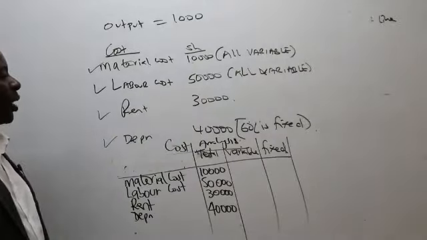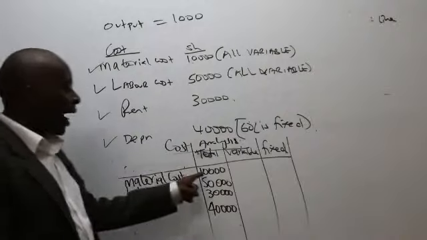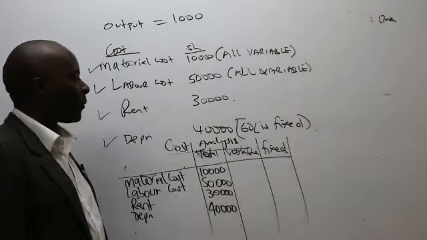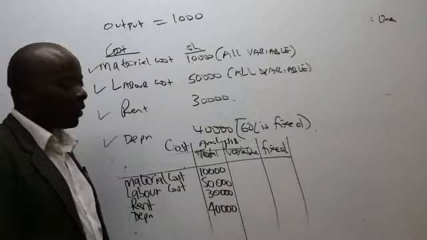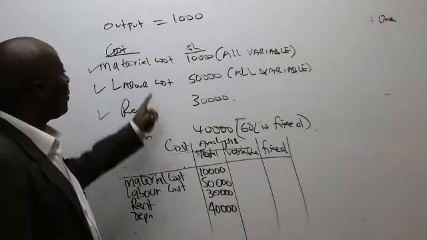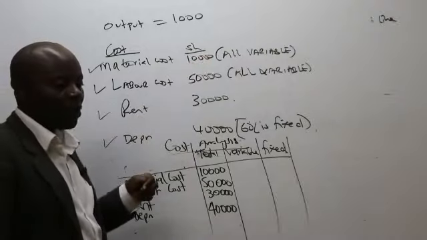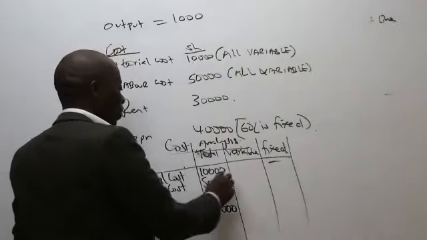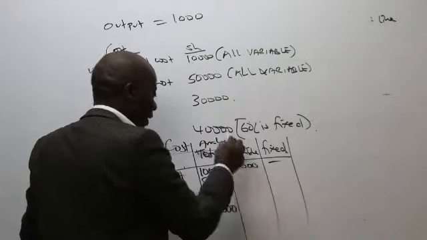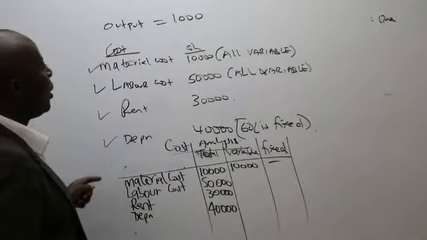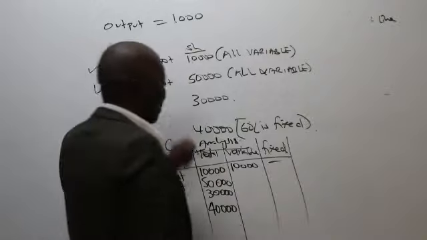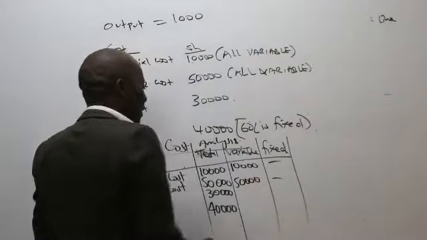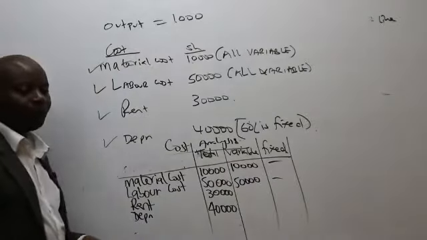So, ladies and gentlemen, then we will come and classify this amount into the two columns. Like material cost, what have they told us? They have told us that material cost, all of it is variable. So there is nothing of material that is fixed. How about labor cost? All of the labor cost is variable, 50,000. There is nothing of labor that is fixed.